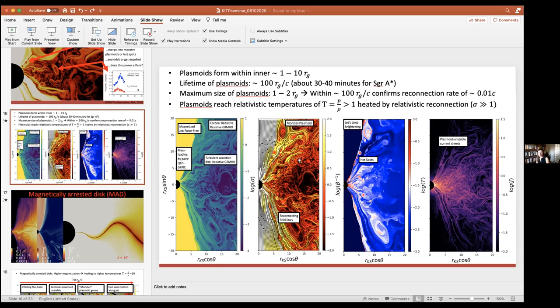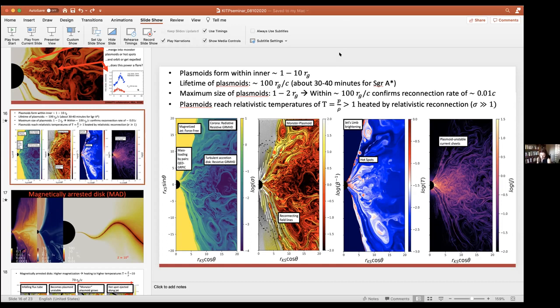Okay. I was trying to compare the reconnection speed to the local Alfvén velocity. It should be the speed of light, practically. Where you see hotspots, the Alfvén velocity is practically the speed of light. Sigma is significantly higher than 10, so it's really c.